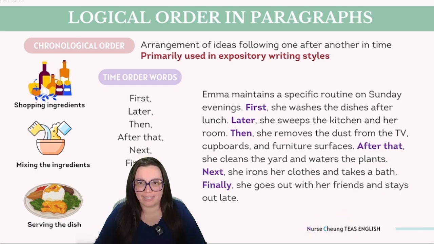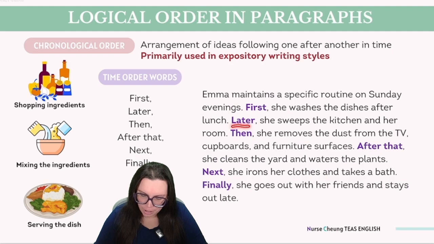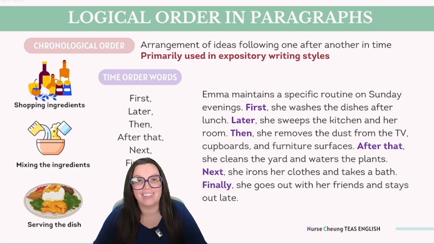So let's take a look at our example. Emma maintains a specific routine on Sunday evenings. That's our topic sentence. First, she washes the dishes after lunch. Later, she sweeps the kitchen and her room. Then, she removes the dust from the TV, cupboards, and furniture surfaces. After that, she cleans the yard and waters the plants. Next, she irons her clothes and takes a bath. And finally, she goes out with her friends and stays out late. This sequence clearly illustrates the use of chronological order to organize events in a logical and easy-to-follow manner.